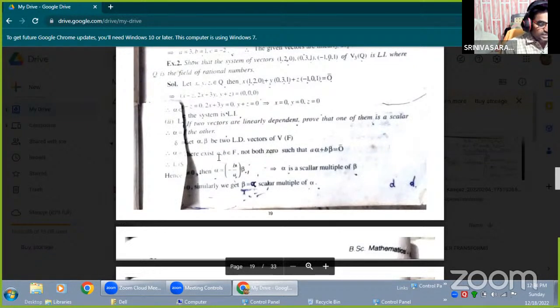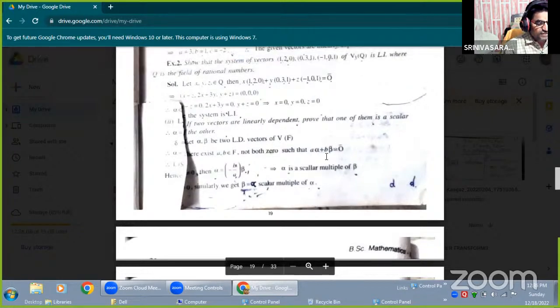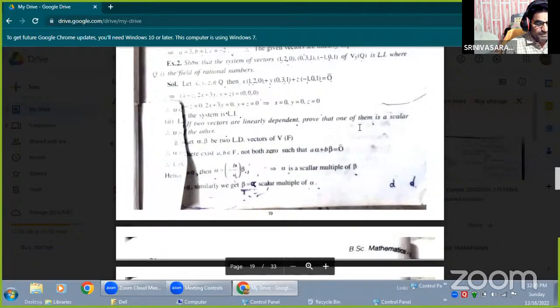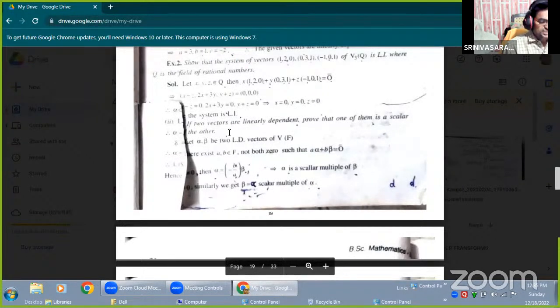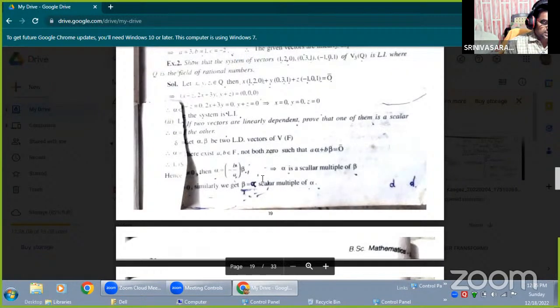You arrange the linear combination A alpha plus B beta equal to 0. A alpha equals minus B beta. Now we can prove that one of them is a scalar multiple of the other. By the given condition, the two vectors are linearly dependent and the corresponding scalars are non-zero. Therefore A alpha plus B beta equals 0 bar, the linear combination. Finally, A alpha equals minus B beta, so alpha equals minus B by A of beta.